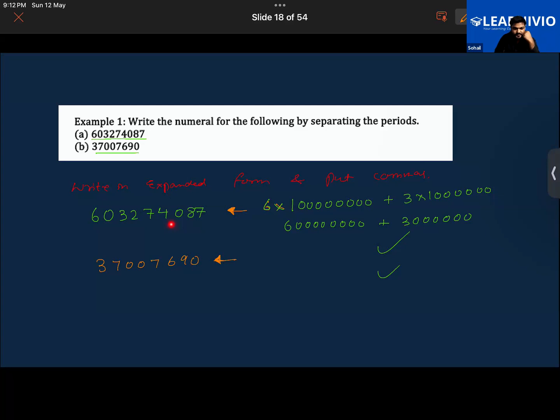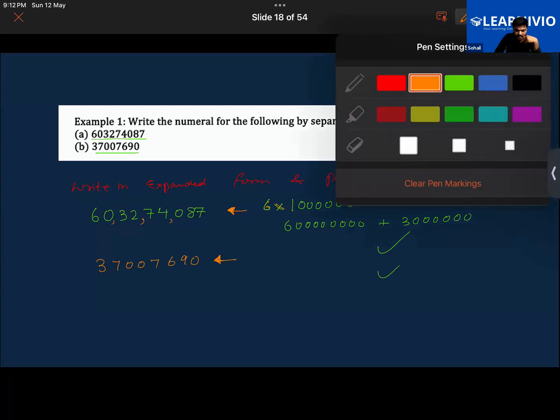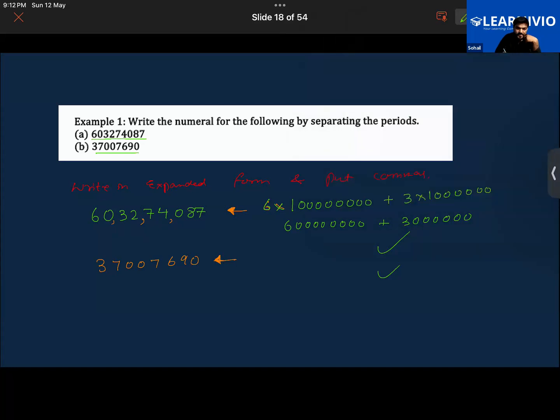Sumaya, we have to put the comma after the first three digits. Then the next one after the 7, then the next one after the 3. Good. Habib, where should I place the comma? Same thing? Good.